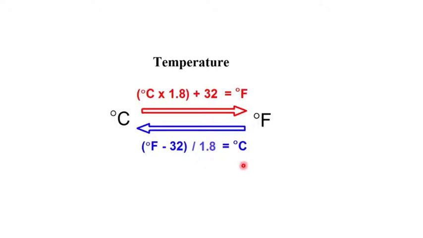To convert into Kelvin, we'll take that original Celsius value and we'll add 273 to give us a Kelvin equivalent. Kelvin values are never negative and are always bigger than the Celsius value by 273 units.